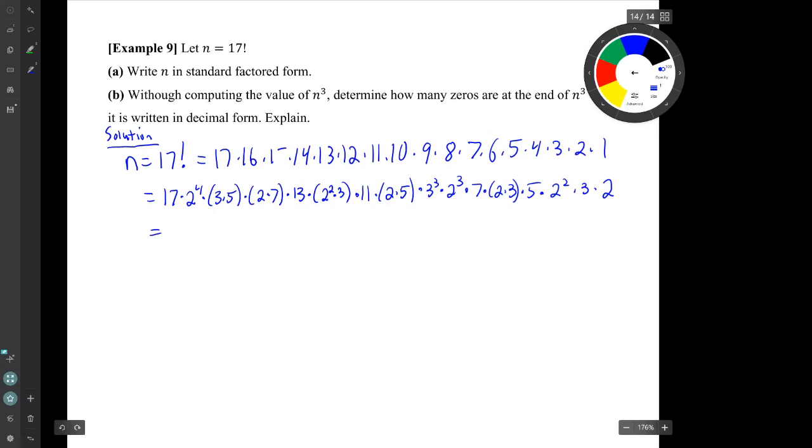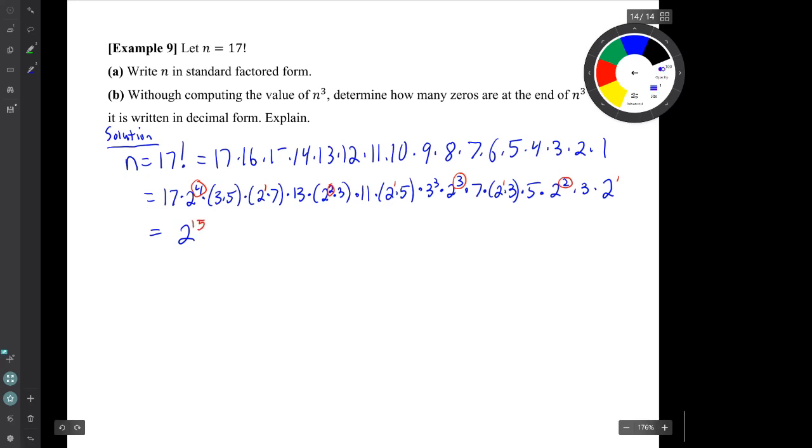Do we have to write this in its standard factored form? So we have to start with the lowest prime, 2. So how many powers of 2 do we have? I've got 4 there, another one that makes 5, 2 more that makes 7, another one that makes 8, 3 more that makes 11, another one that makes 12, 2 more that makes 14, another one that makes 15. So the power of 2 in the factorization is 15.